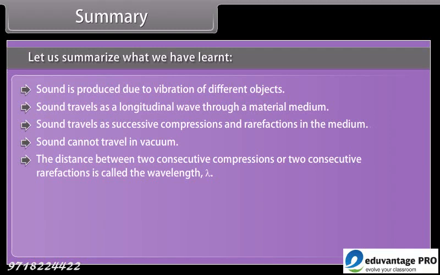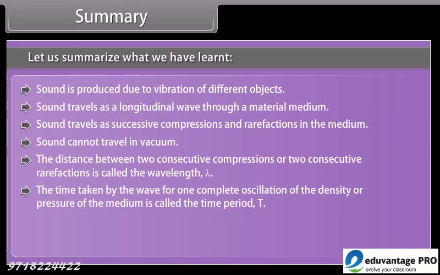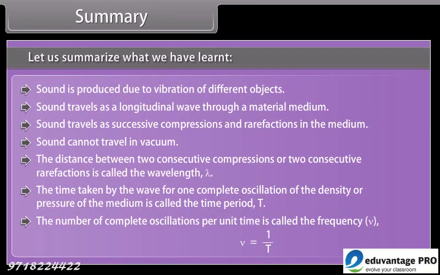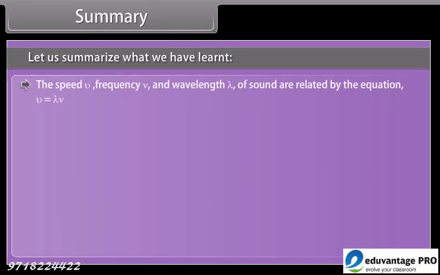The distance between two consecutive compressions or two consecutive rarefactions is called wavelength, λ. The time taken by the wave for one complete oscillation of the density or pressure of the medium is called the time period, T. The number of complete oscillations per unit time is called the frequency, ν = 1/T. The speed v, frequency ν, and wavelength λ of sound are related by the equation v = λν.